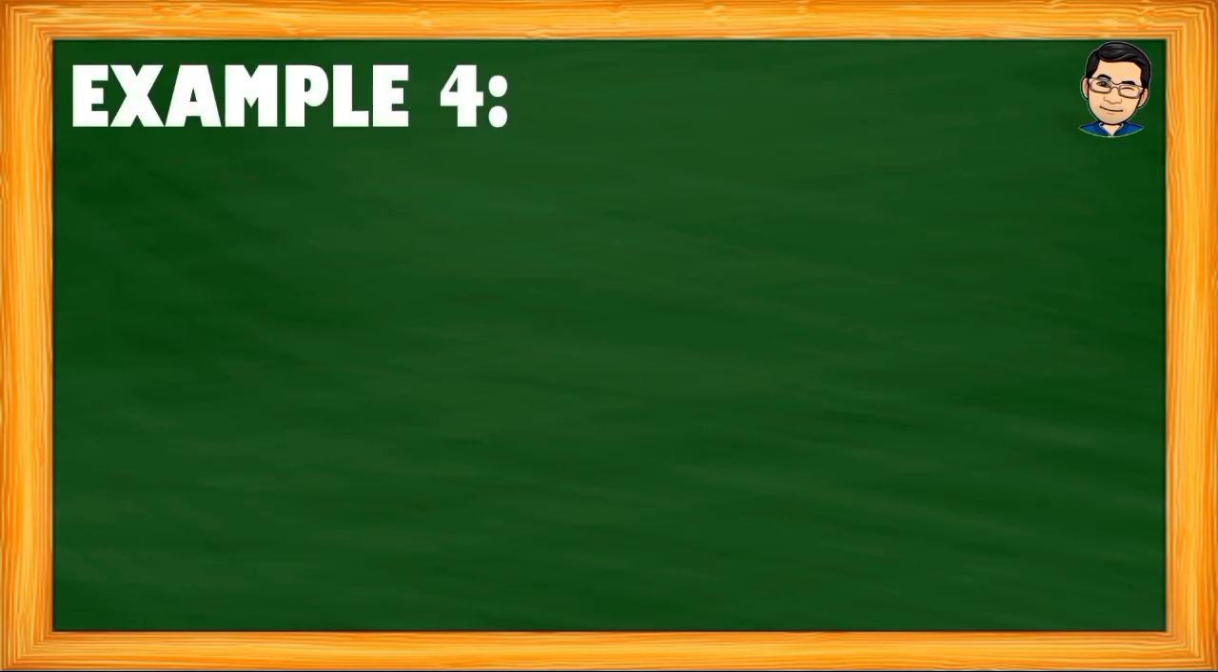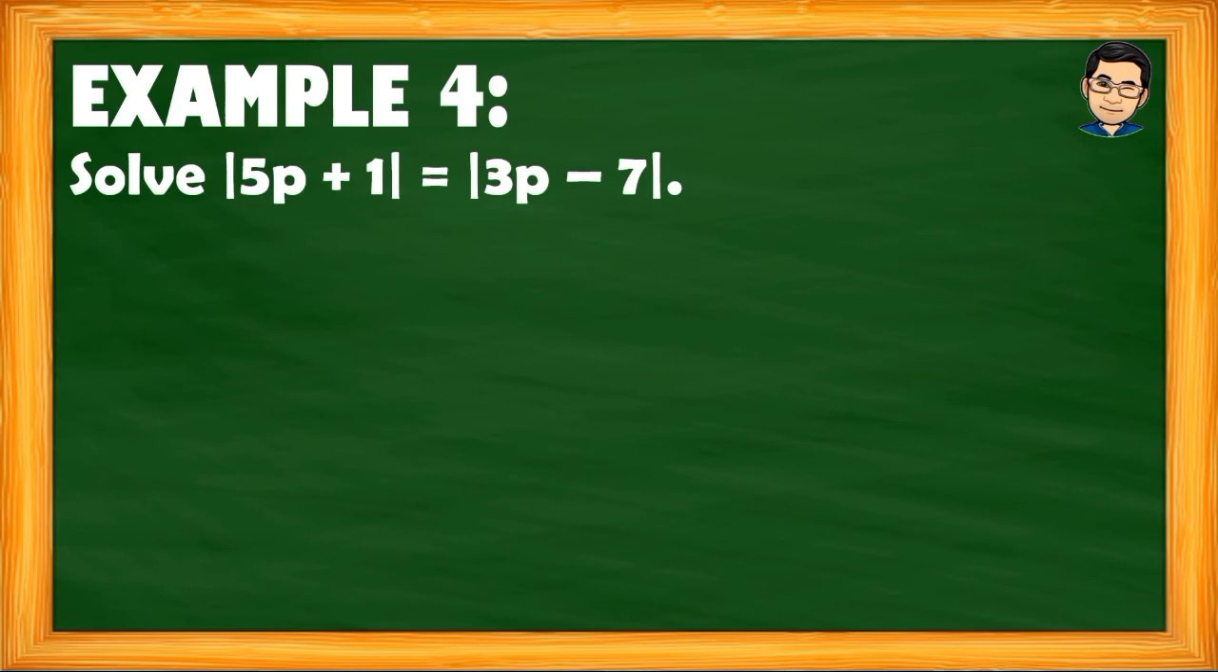So, for the next example, solve for the absolute value of 5p plus 1 is equal to the absolute value of 3p minus 7. So, as you can see, yung left side natin is a single absolute expression. And then, yung right side natin, absolute value expression din siya. If we have a particular value for P, and then isa-substitute natin dito sa right side, and then kunin natin yung absolute value nun, kahit na negative pa yung value ng right side, kunin natin ang absolute value, magiging positive.